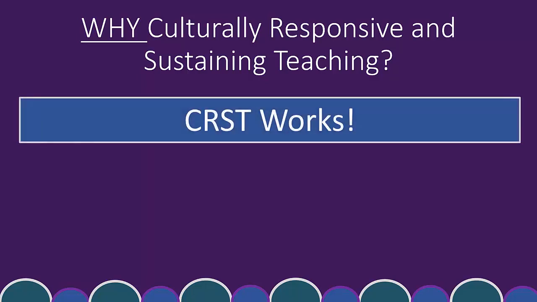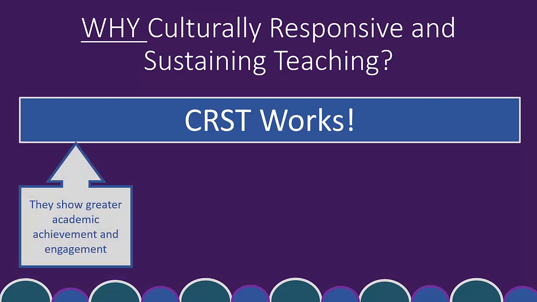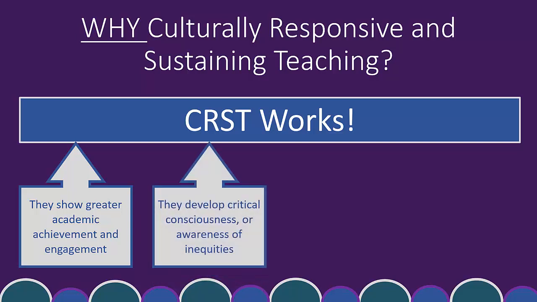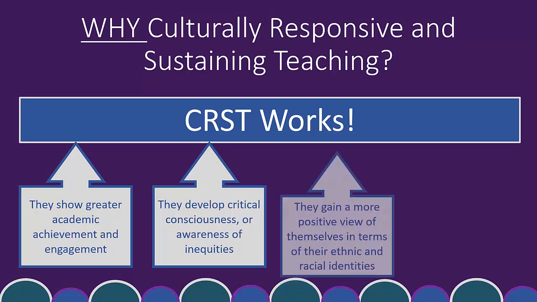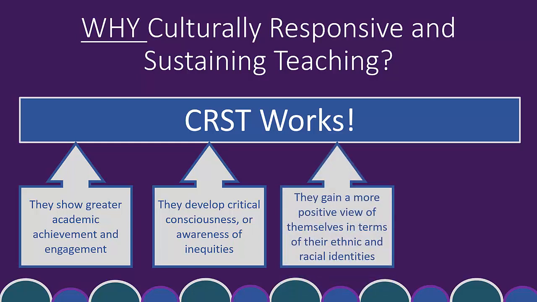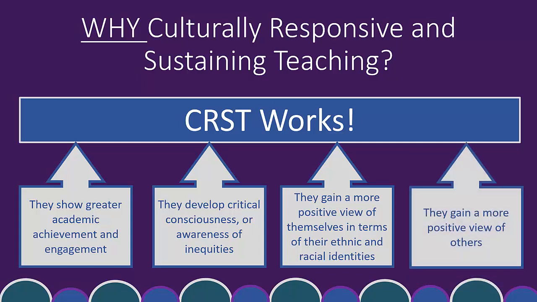Number one is that it works. The research shows that CRST is effective. Students, particularly racial, ethnic, and linguistic minorities, do better in school when the curriculum and instruction include and affirm their cultures and languages. Students show greater academic achievement and engagement. They develop critical consciousness or an awareness of inequities and of social justice. They gain a more positive view of themselves in terms of their ethnic and racial identities, and they gain a more positive view of others.